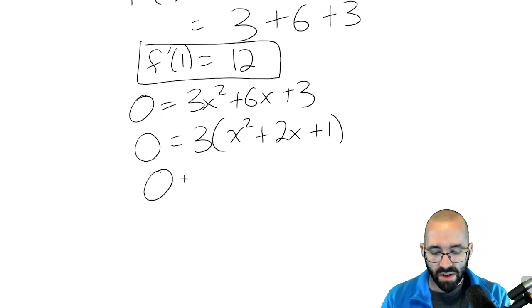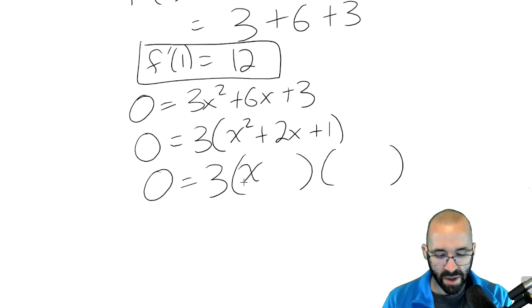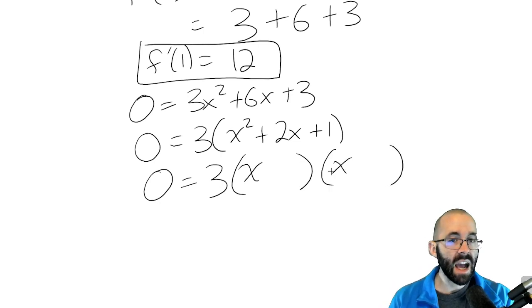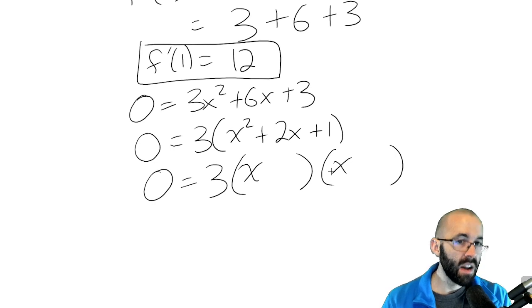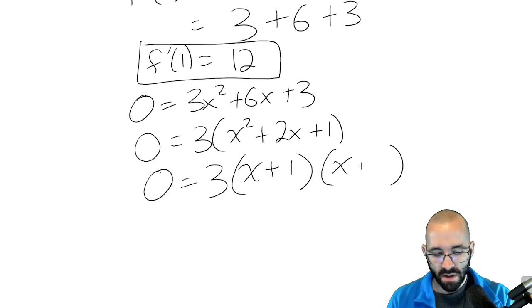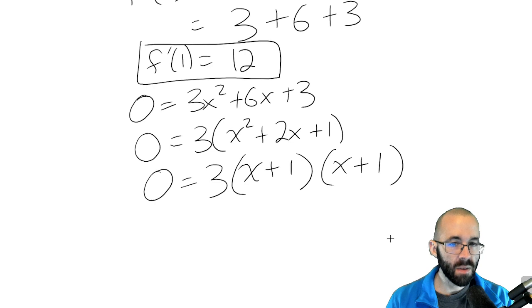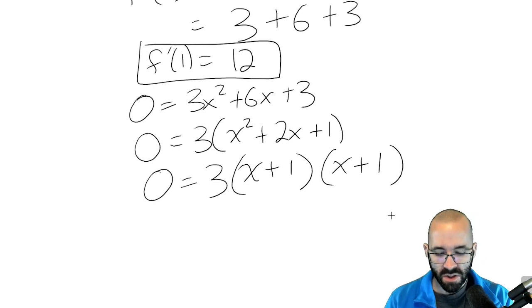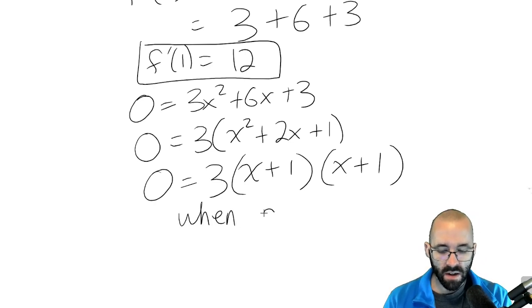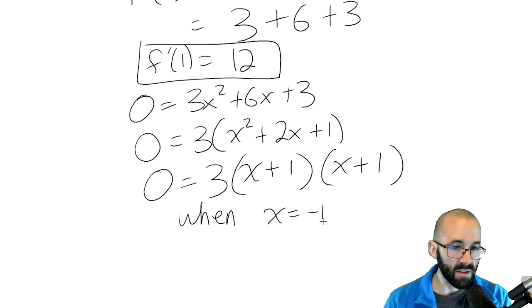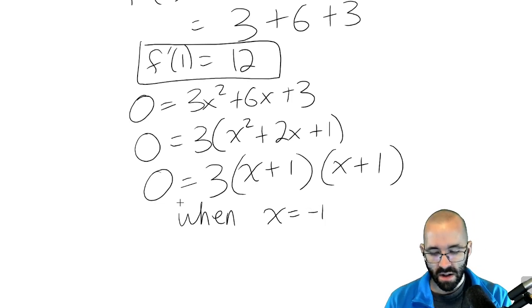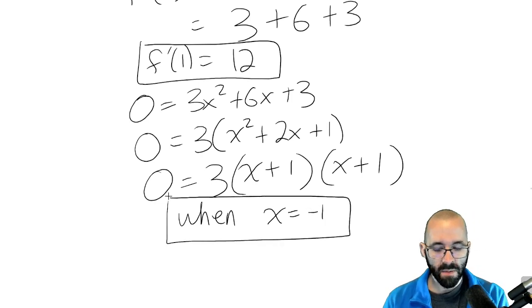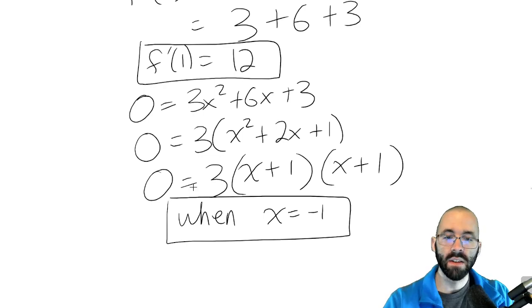And now we can factor it some more. There will be an x and an x. We need two numbers that multiply to 1 and add to 2. We'll get this. It's a perfect square. The solution to this equation is when x equals -1. We have a horizontal tangent line when x is equal to -1.